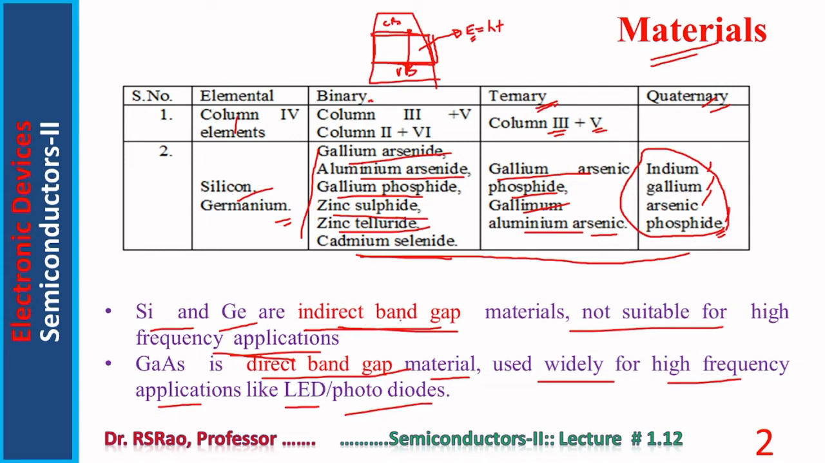Now, what is an indirect band gap material? In indirect band gap materials, the electron doesn't fall directly from the conduction band to the valence band. It falls into the valence band in steps. First, it falls from the conduction band to some intermediate level that exists in the band gap, and then from that intermediate level to the valence band. In this case, emission of energy takes place in two installments.